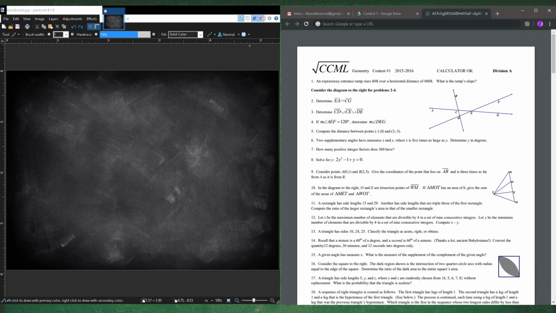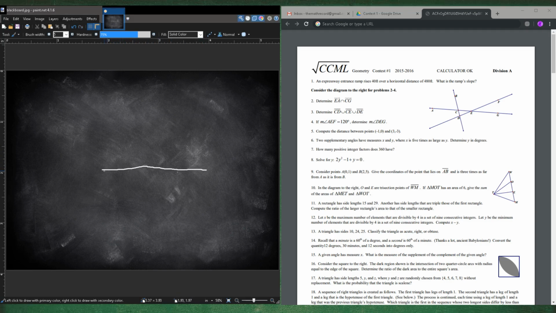Compute the distance between points (-1, 0) and (3, -3). For the distance between two points, you have to look for the triangle. So let's just make a triangle first. If you can create a picture, you might want to. So it's at -1 to 3. The distance between -1 and 3 is 4. And the distance between 0 and -3 is 3. This picture is not to scale, but this is just a 3, 4, 5 triangle.